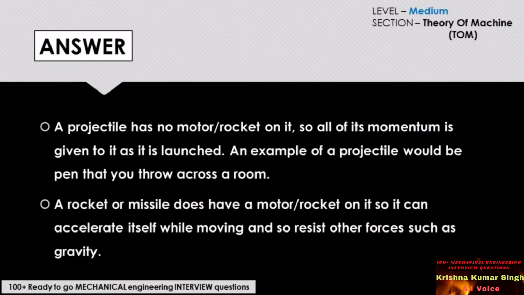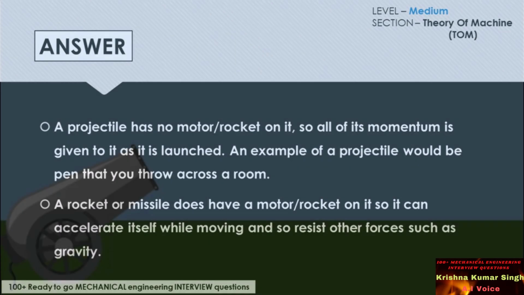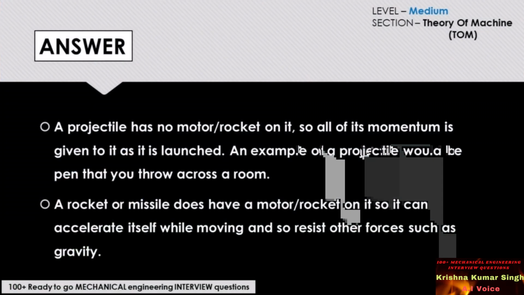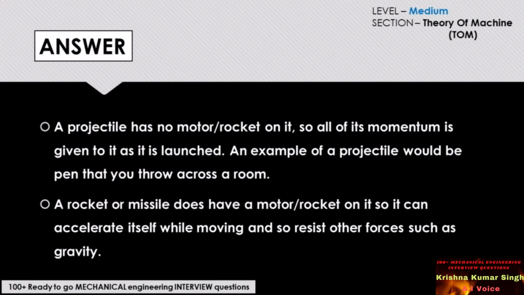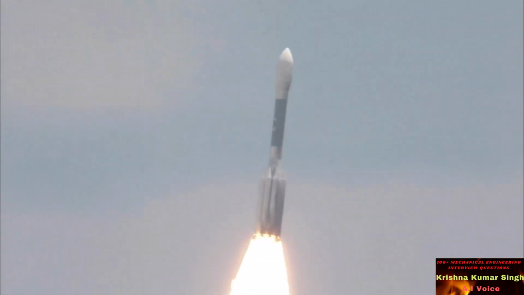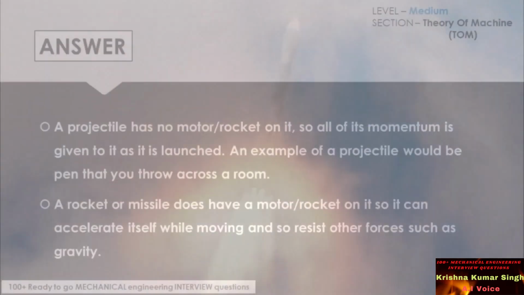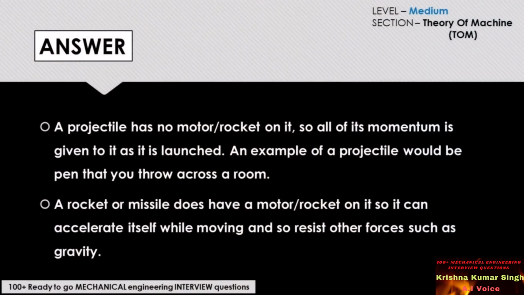The answer to this question would be, a projectile has no motor attached to it, so all of its momentum is given to it as it is launched. An example of a projectile motion would be a pin that you throw across a room. A rocket or missile, on the other hand, does have a motor attached to it, so it can accelerate itself while moving and also resist other forces such as gravity.